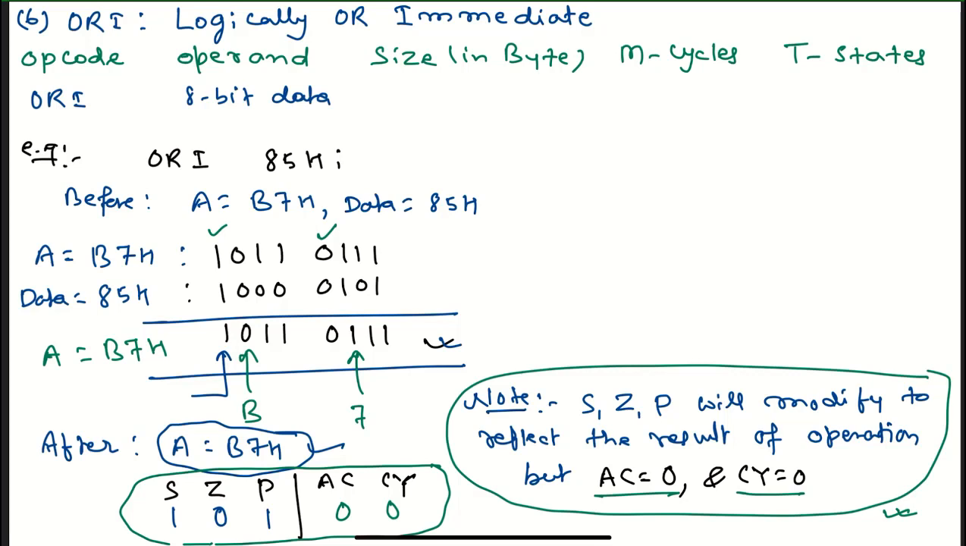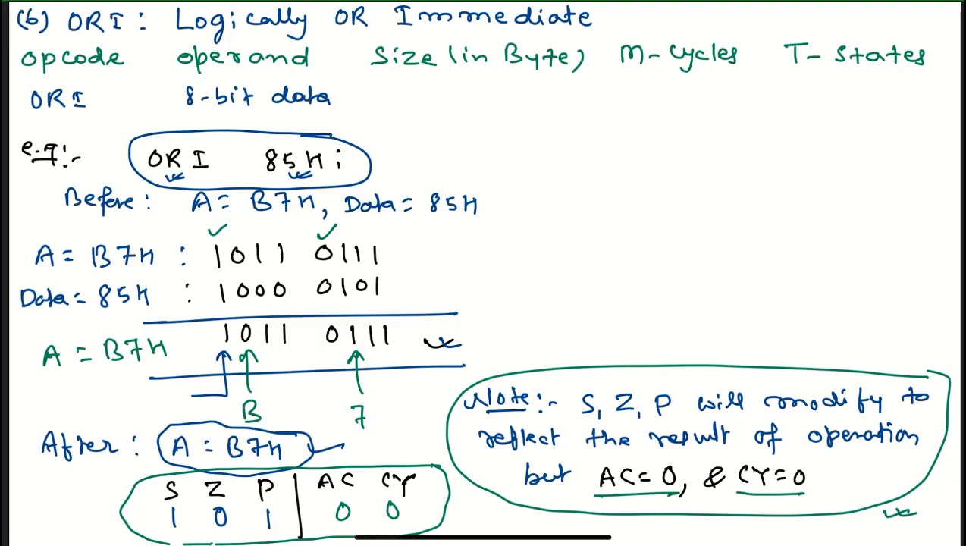So here now we will talk about their size. As we had seen in this instruction, it has given ORI 85H. So this 85H is the data and this ORI is the opcode. To store into the memory before execution of this instruction, first of all it will store the opcode hex equivalent for this ORI.